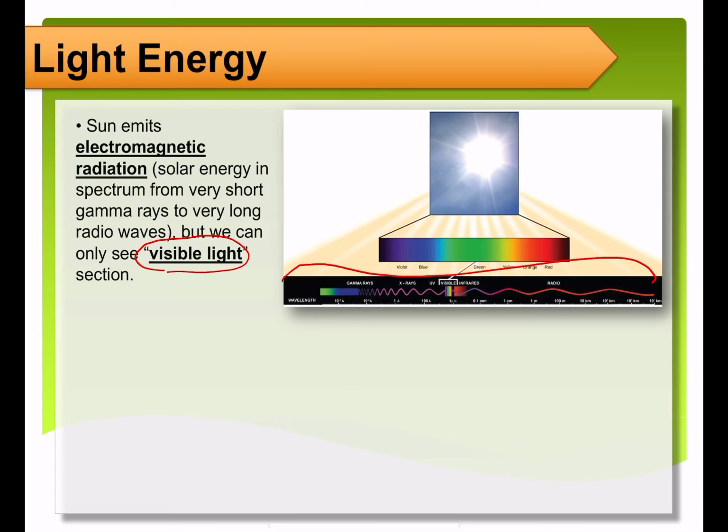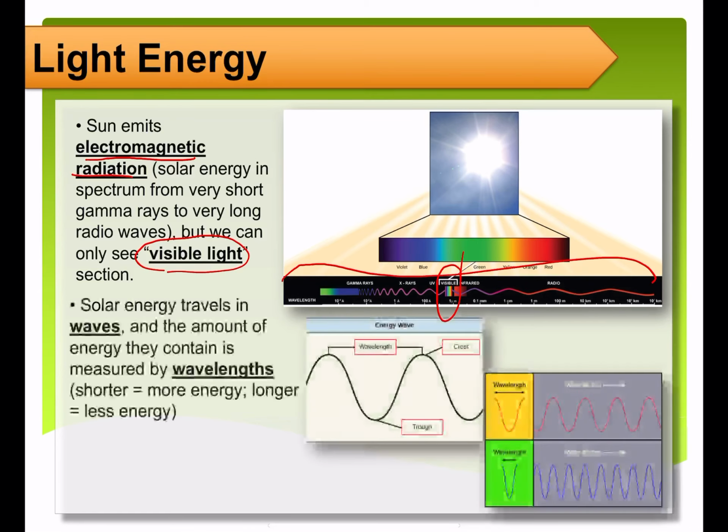This whole spectrum of light that the sun emits is called the electromagnetic radiation spectrum, which encompasses light that goes from very high frequency, like gamma rays, to very low frequency, like radio waves. The light that we can actually see with our eyes is only this tiny portion of the electromagnetic radiation spectrum, which is the visible light. So this is that tiny portion we can see in the visible light spectrum.